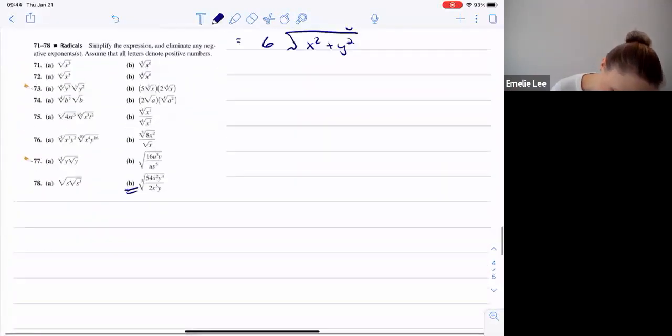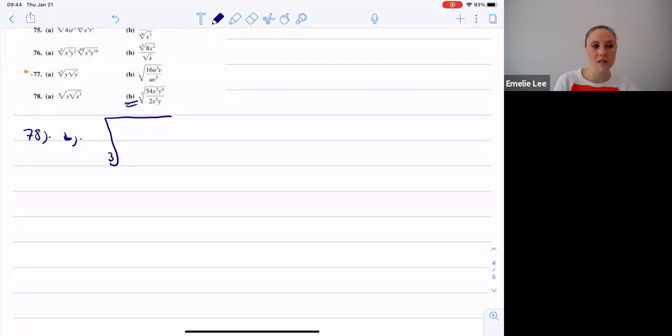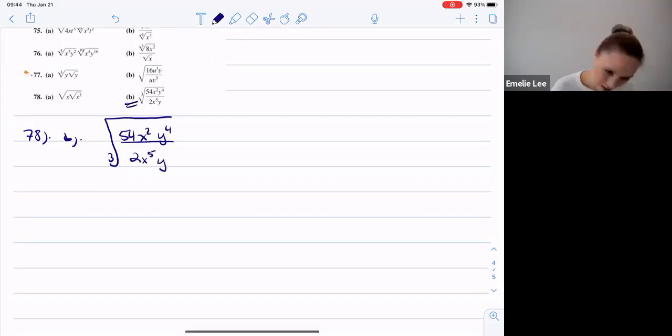Let's see here. 78b. I'll rewrite it out here. I'm going to do a big square root across two lines here, so I have tons of space. And then I just put, my hooks tend to get a little sloppy here, but that's okay. And then I'm going to put the 3 in the hook, and then 54 x squared y to the fourth divided by 2x to the 5 times y.